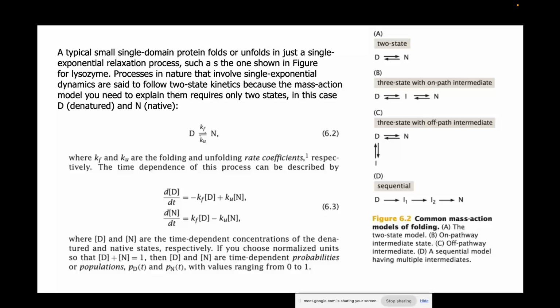Then you can have intermediates when you're moving from a denatured to a folded state. You can have stable intermediates which are basically forming because of certain interactions inside the protein, right? So you can have three state with on path intermediate as well. In this case I is the intermediate. You can have three state with off path intermediate as well. So it is directly forming a folded protein from the unfolded protein, but while forming this it is also forming some other intermediate which is not kind of related to the folded protein itself.